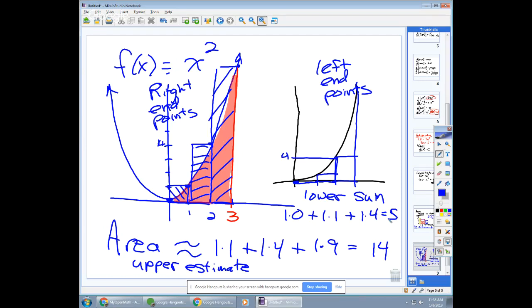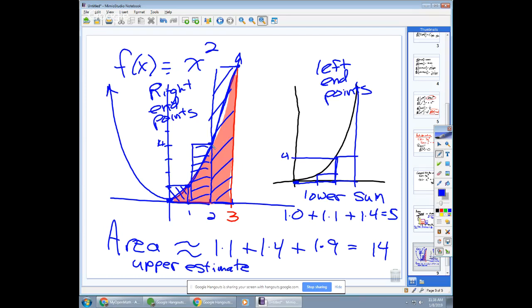Anybody see how I could use those two numbers to get a better answer? Yeah, I can just average the two of them. And averaging the two of them is going to be kind of like making trapezoids out of these things instead. So 5 and 14 is 19, and so it'd be about 9.5 as a better estimate of the area. So we can average the left endpoint sum and the right endpoint sum.